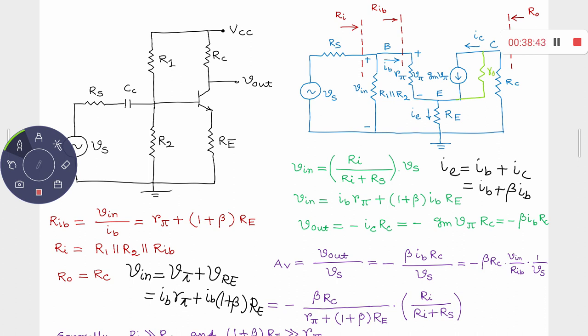So basically this current is minus GM V pi. A part of this current will flow through this R0 and the rest through RC, right? But since R0 is typically large with respect to RC, I have neglected it and assumed that the entire current will flow through RC. So approximately V out is minus GM V pi times RC. And what is minus GM V pi? This is beta times IB. We said last day that the pi model and the H parameter model are equivalent to some extent. This GM V pi and beta IB are equivalent. You can also represent this as minus beta IB times RC.